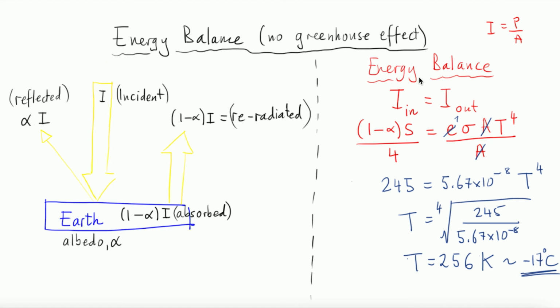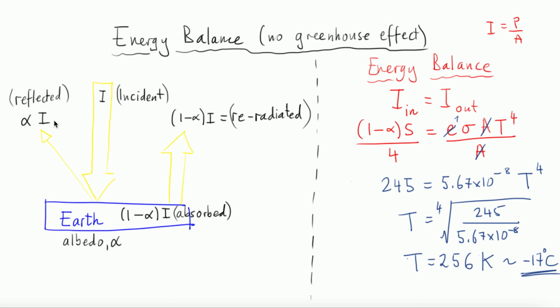So in terms of the energy balance, we have to have the energy in equals the energy out, or the intensity in equals the intensity out. The intensity in we just found in the previous slide is 1 minus alpha S over 4, which is 245 watts per square meter. The intensity out is given by Stefan-Boltzmann's law, emissivity times Stefan-Boltzmann's constant times the surface area times the absolute temperature to the power of 4, divided by the surface area of the body. So those two areas cancel, and we end up with 245 equals 5.67 times 10 to the minus 8 times T to the power 4. Divide both sides by the constant and take the fourth root, which gives us a temperature of 256 Kelvin, or minus 17 degrees Celsius.